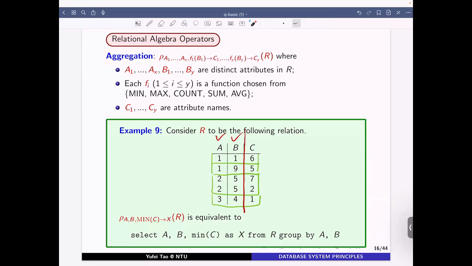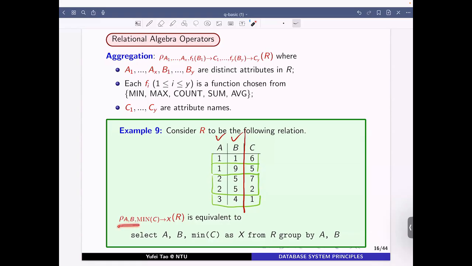Now you have this minimum C, which is saying, within each group, for example this one, we would like to apply the minimum function on the C values inside the group. So I get 7 here and I get 2 here. I take the minimum, so that will be 2. And I want to display this 2 together with this A and B. But I want to give this value, this minimum C, an attribute name. I want to display this 2 under an attribute, and the attribute name is X. So this is what it does.